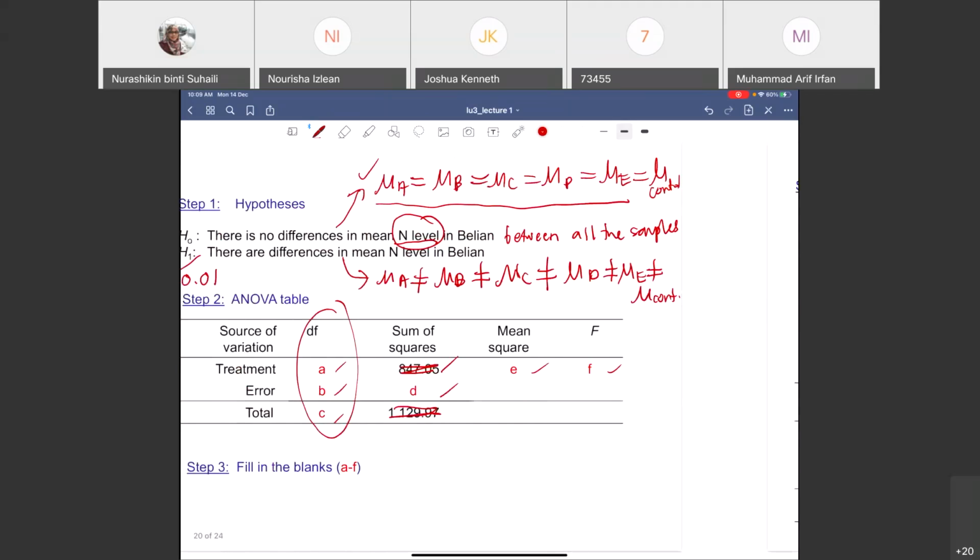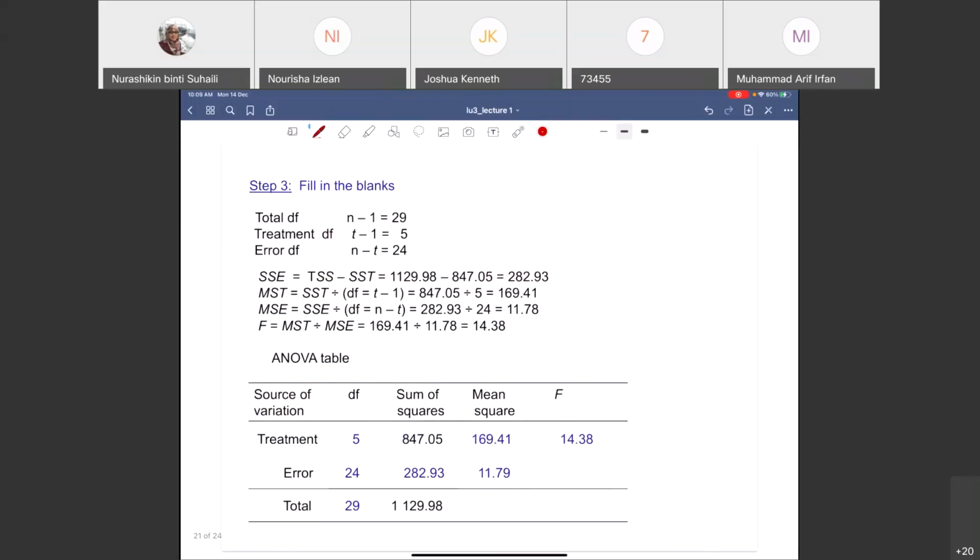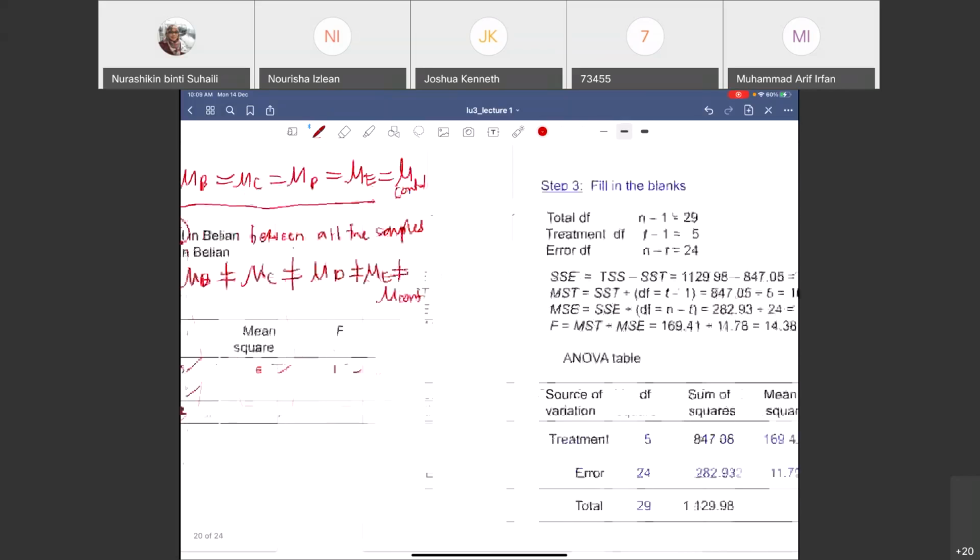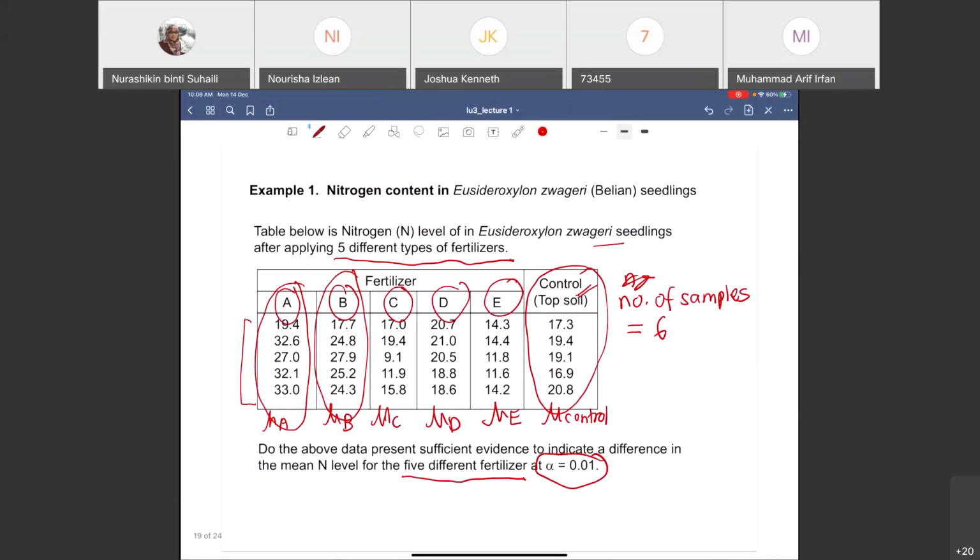Okay, DF, using the formula, the DF for the total one is, we have a look at the data again. How many samples are here? 1, 2, 3, 4, 5. 5 times 6 is 30, the number of samples. So the N is 30. Okay, so 1, 2, 3, 4, 5, there are 6. 5 times 6 is 30. Now let's find what's the N of the treatment.